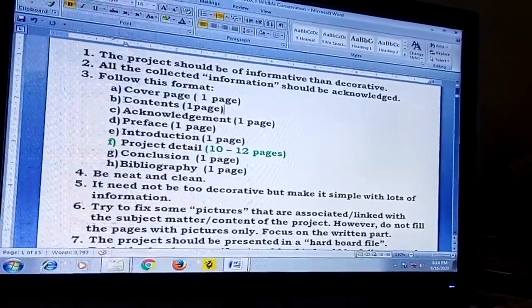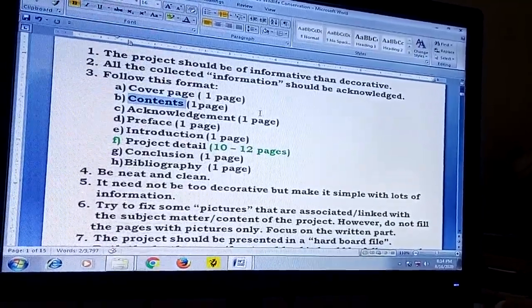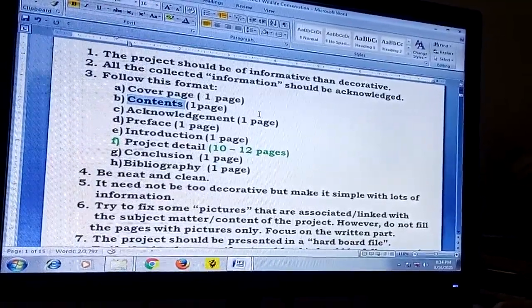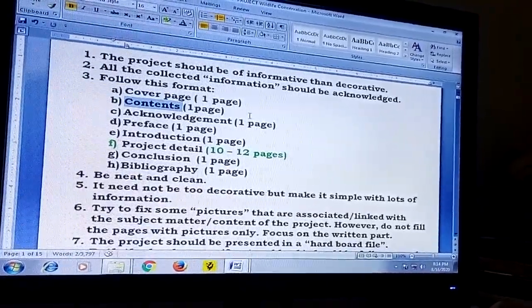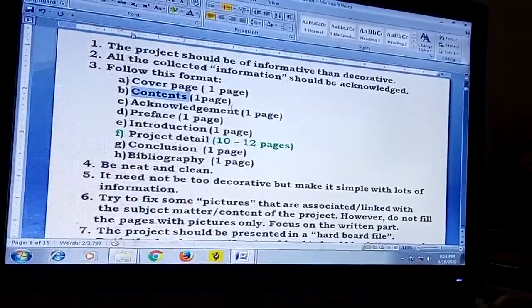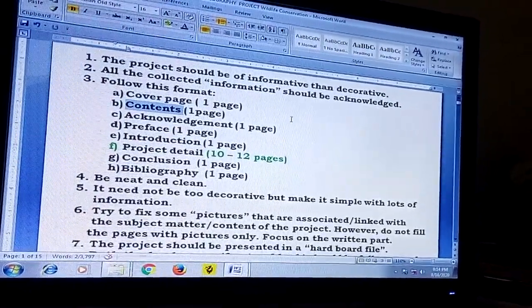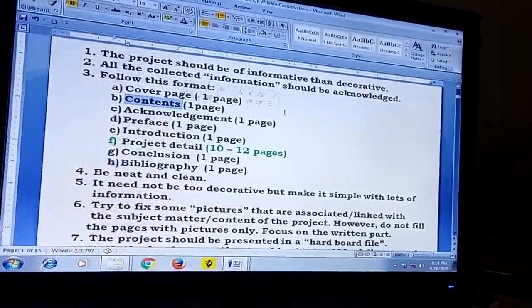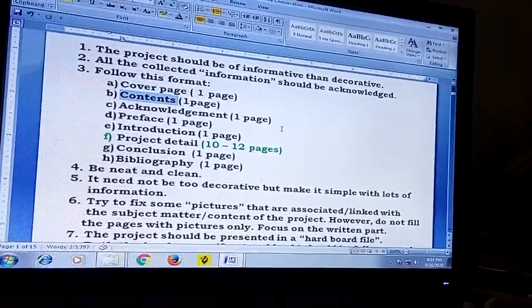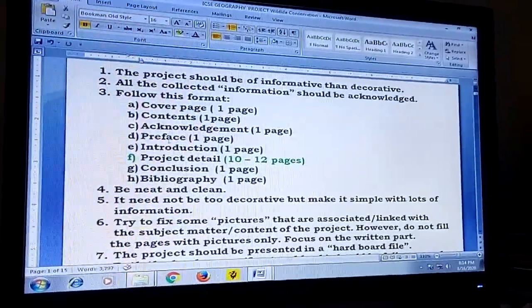Then just after that, contents, or sometimes they call it index. Contents means, you know, suchi. That means whatever topics, subtopics or subtitles you are writing inside, they should all be under one content. You open any book, you will find the page of contents, and according to the contents we can go inside to see which page discusses which topic or subtopic. Acknowledgement, just after that, one page.